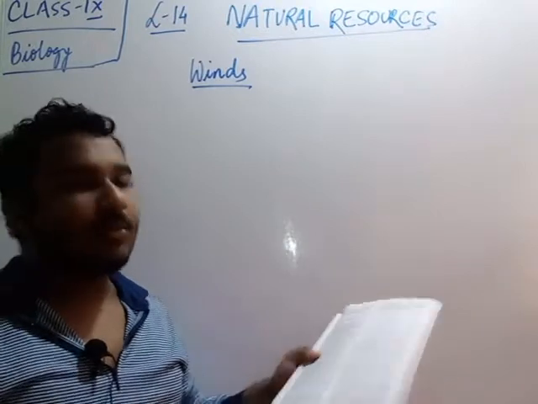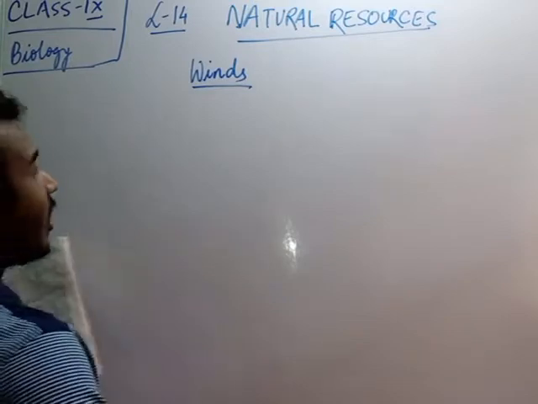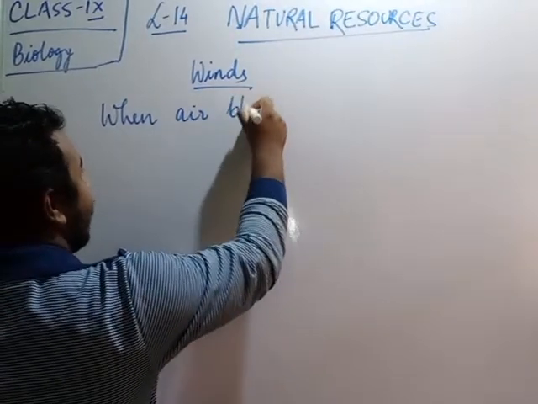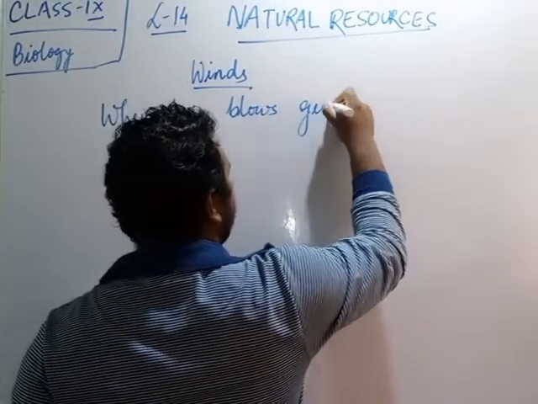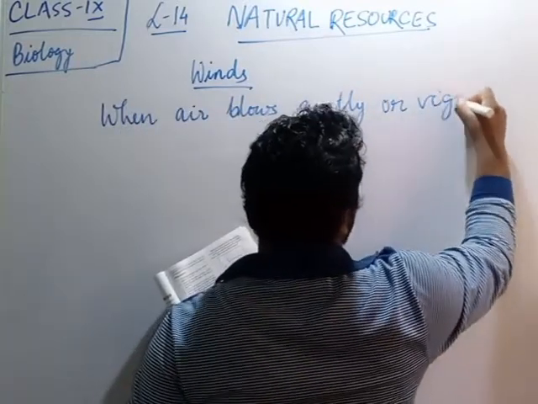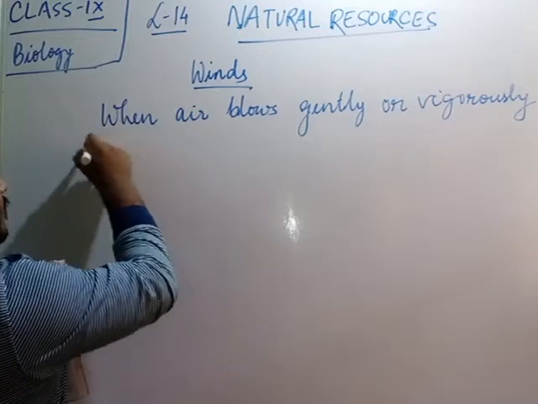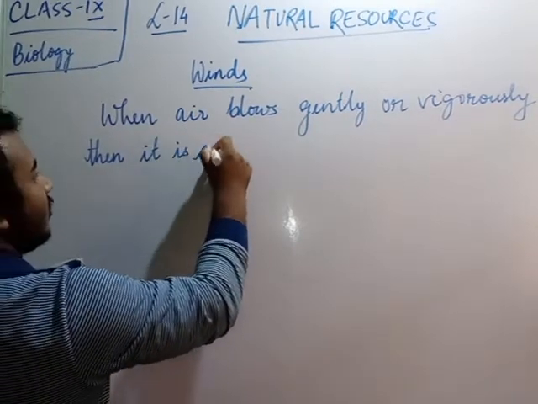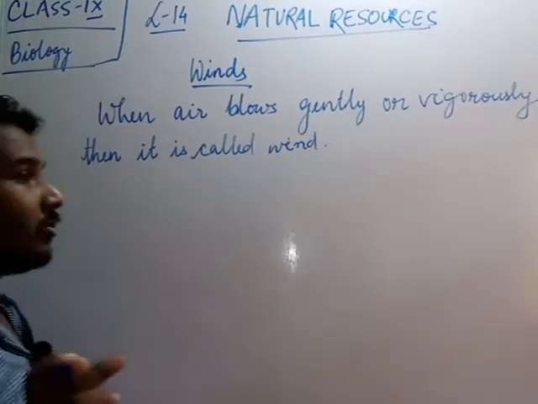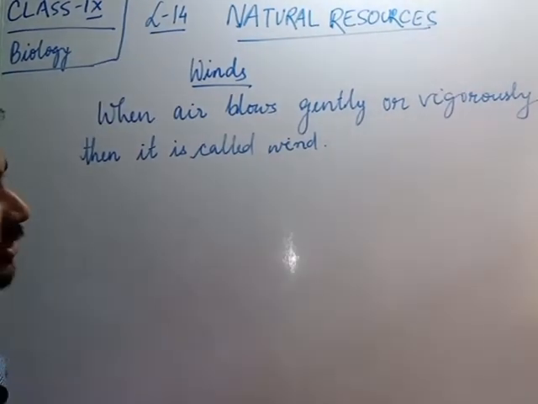So what are winds? You can write: when air blows gently or vigorously, it is called wind. So when air is blowing softly or vigorously, it is called wind.